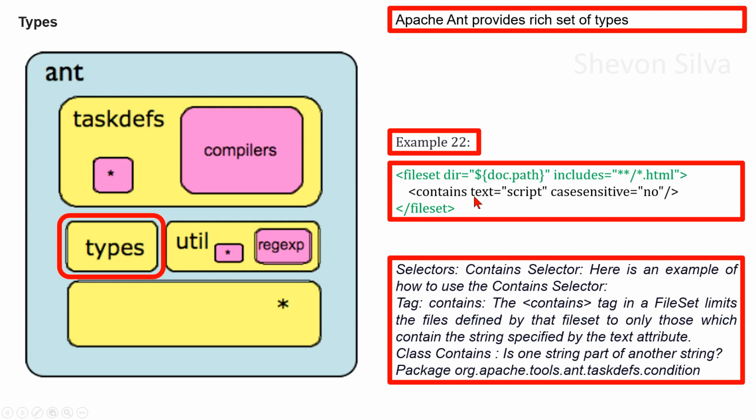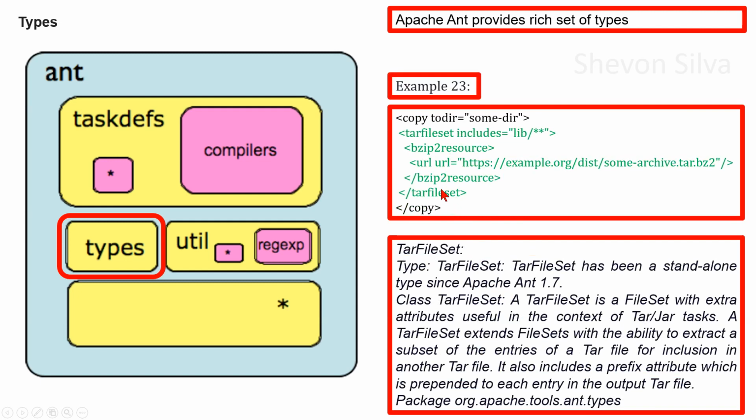Here we select all HTML files that contain the string script. In the API, the contains class is under taskdefs.